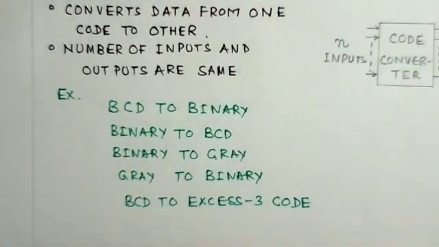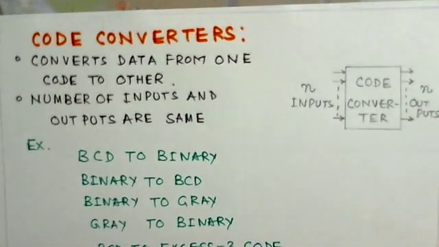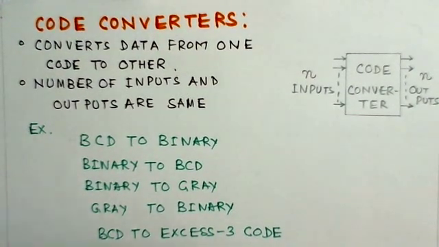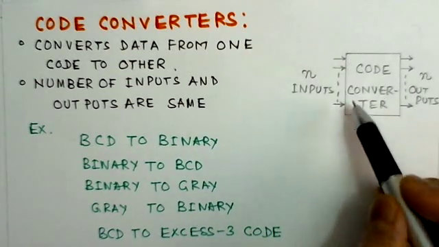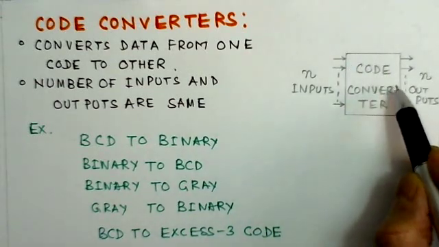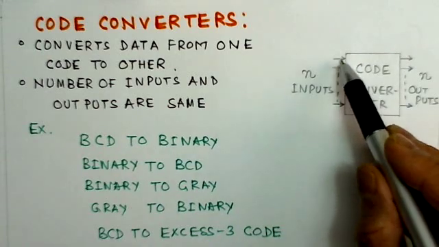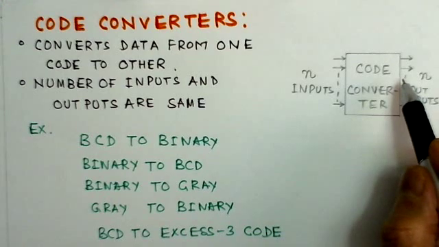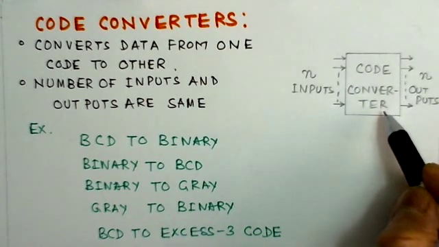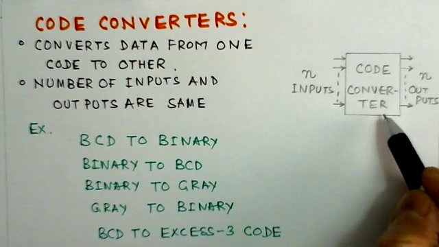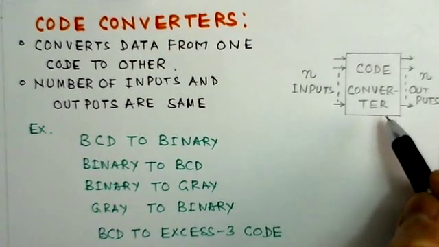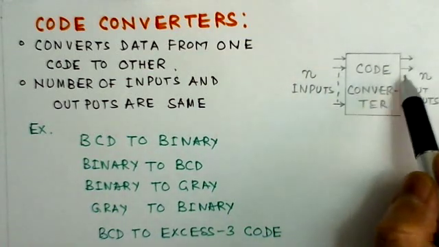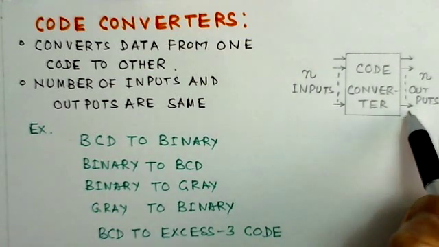Now the last topic is the code converter. What does this code converter do? This block diagram indicates that the number of inputs and the number of outputs are the same. There have been enormous numbers of circuits in this application where the number of inputs is equal to the number of outputs, and they convert data from one code to another. The input may be in one code, and you could get an output in the other code.